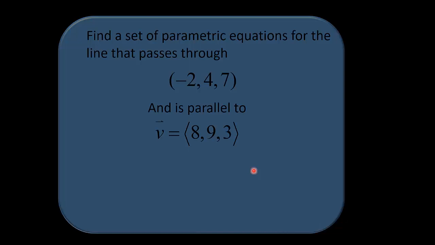So let's look at an example. Here's a line, here's a point in space. It's parallel to this vector. And you want a set of parametric equations for that line. So you get, now notice, 8, that comes from the vector. It's in front of the t. And then the -2 is just from the point. The y, once again from the vector, the 9 plus 4. And then finally the z equals 3t plus 7. Okay? And that will give you an equation for the line in space.